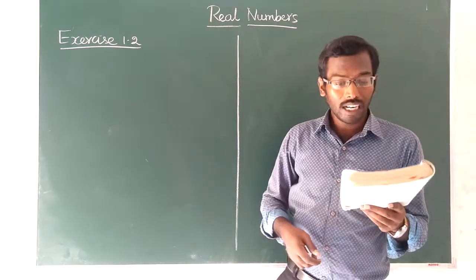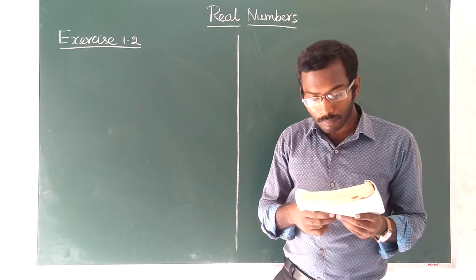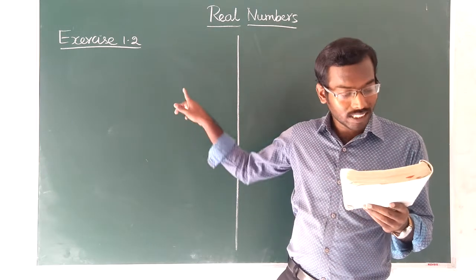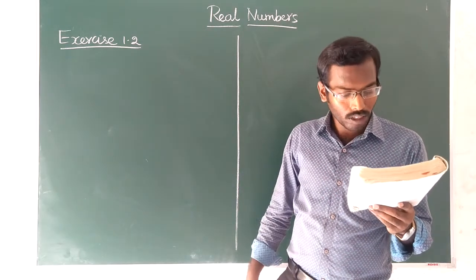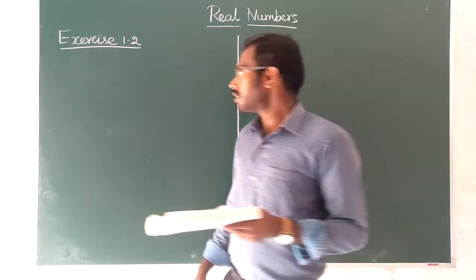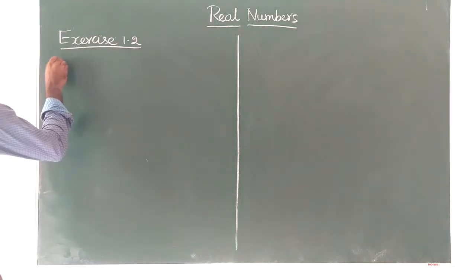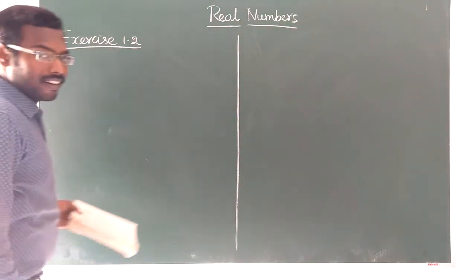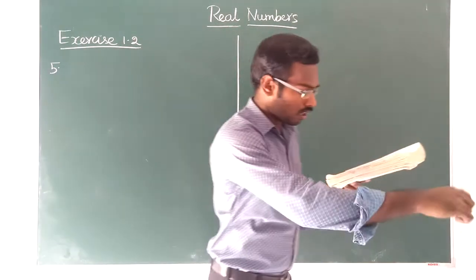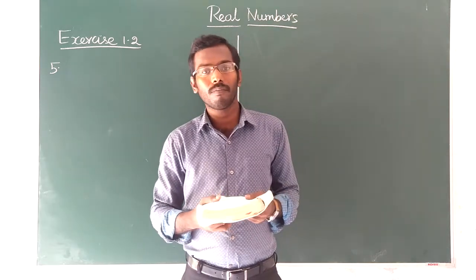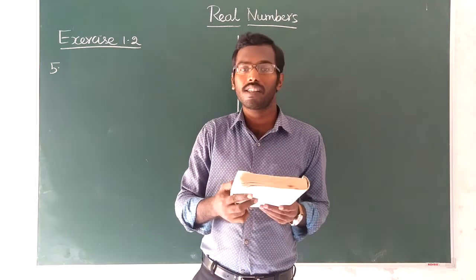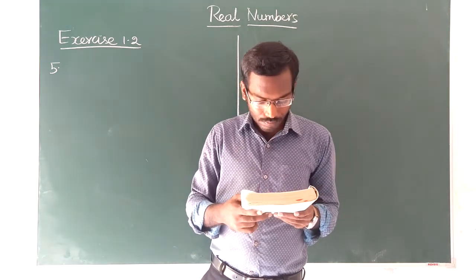Okay, so now let us go to exercise 1.2. Take your book. Page number 11. Exercise 1.2, fifth sum. Take your textbook. Very easy sum, but important sum. Important 2 mark sum. Let me read the sum.